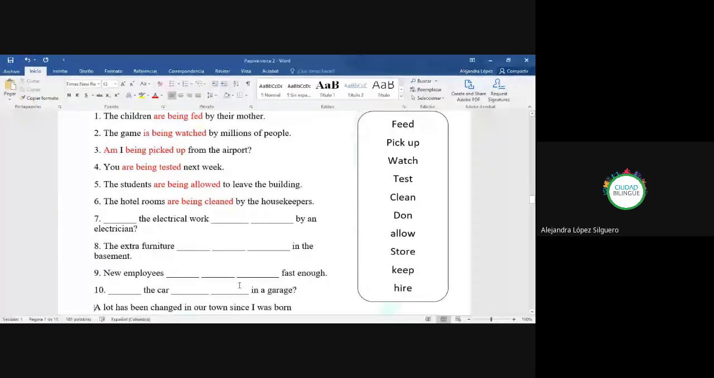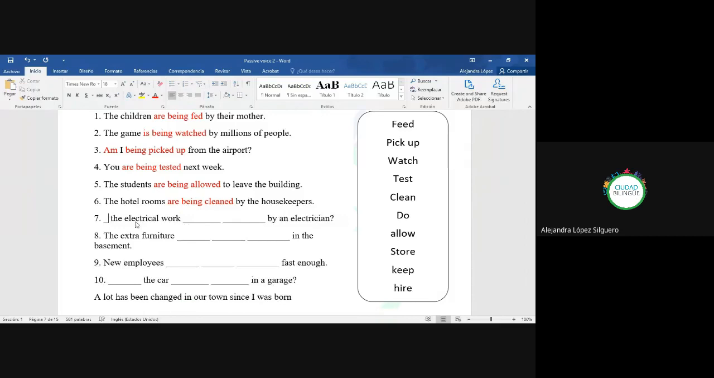Do you listen? Okay, in this one actually the verb is done. So the answer is the electrical work being done? Okay, being done by an electrician. Remember that done is an irregular verb, so the past participle is like this. Done.